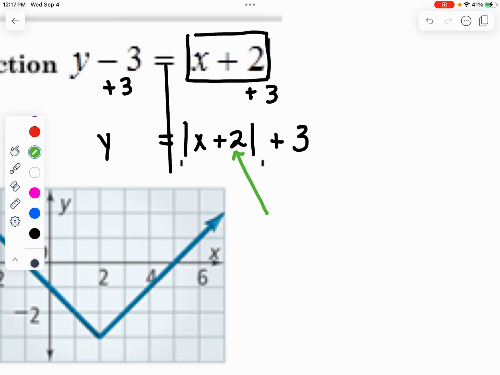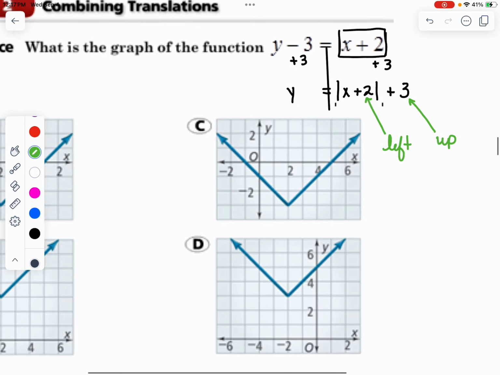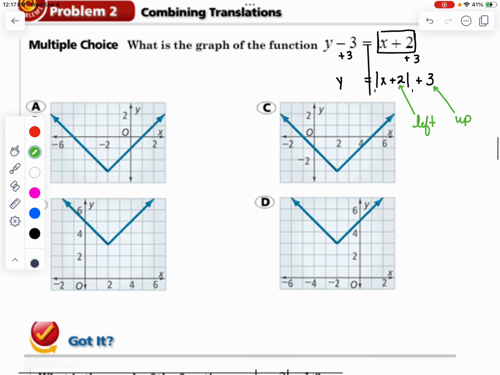A plus 2 on the inside is going to move it to the left. We learned that. And a plus 3 in the back is going to move it up. So which of these absolute value functions looks like it got from the origin, because remember originally at the very beginning of the lesson, the vertex was at the origin, which one moved to the left and up? Well, that's going to be option D, because it moved left 2 and up 3.